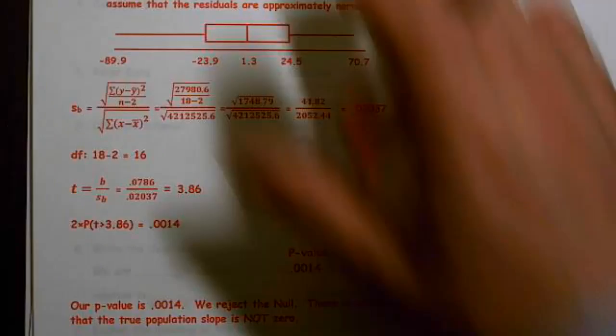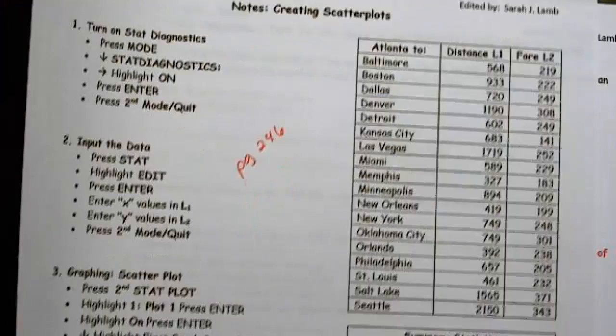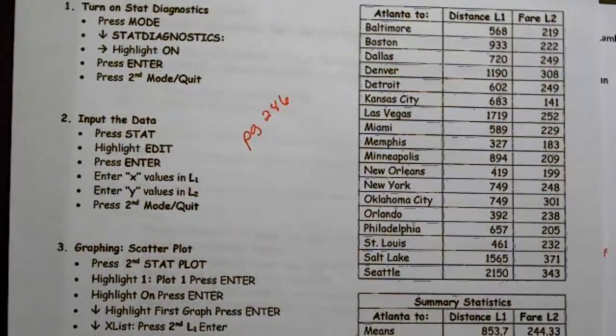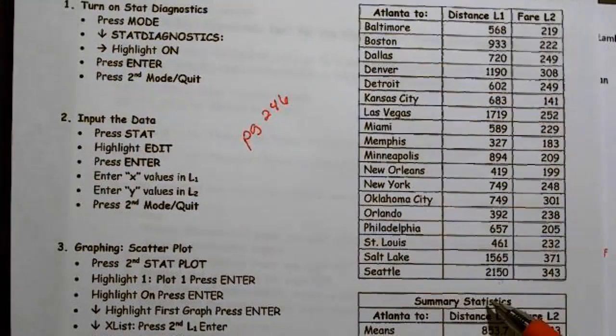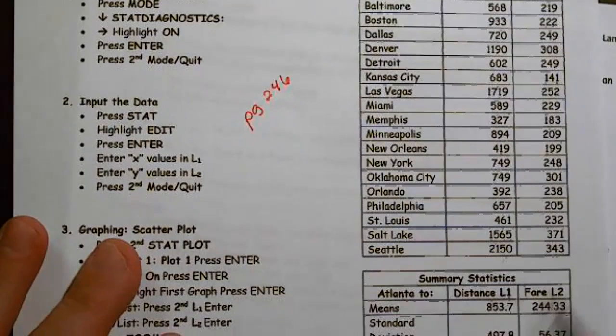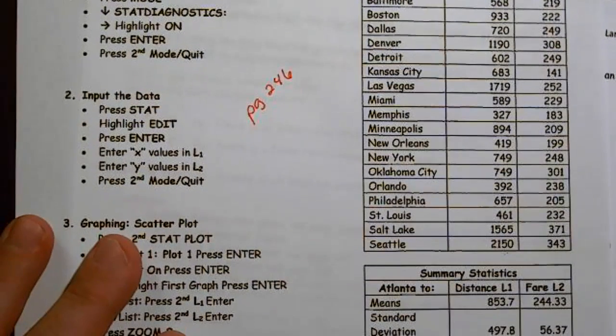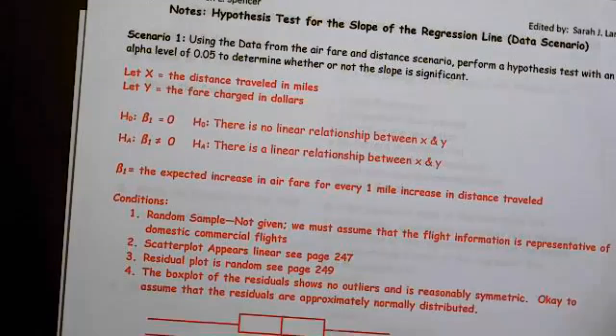So let's look at this. Once again, we're working with the same information from the problem that we've been working on, where we had all the data on airfare. And that data, just in case you haven't entered it, is on page 246. Here it is real quickly. Once again, you can run this through the calculator, and here are your check values to make sure that you have good data entry.